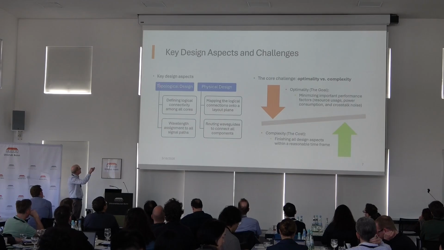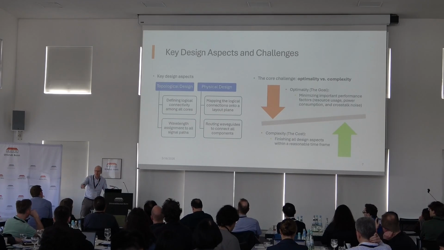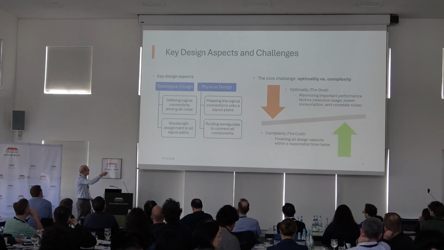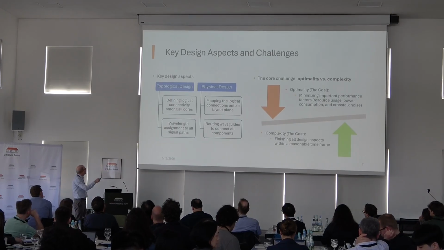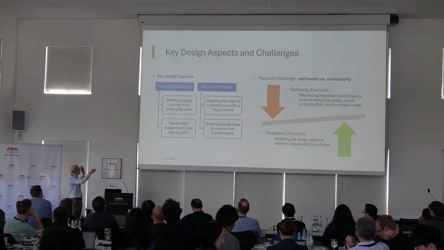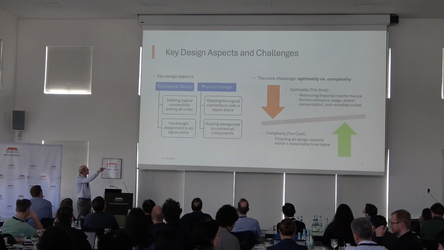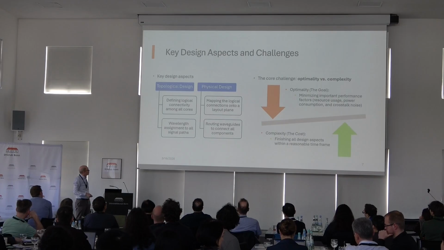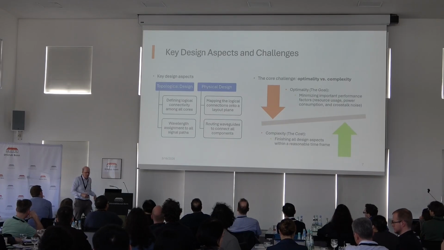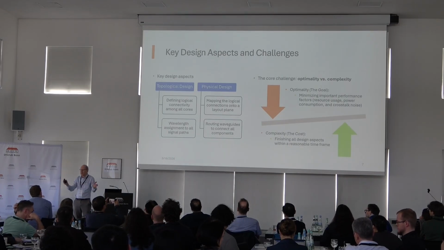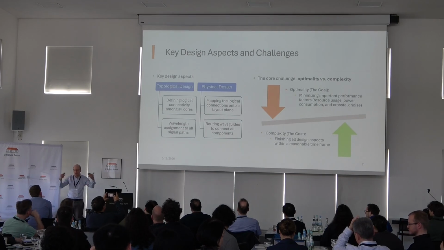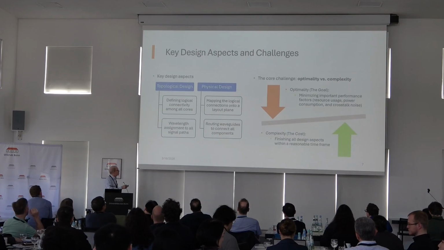So when I look at the design, I have the topological design where I decide the netlist for my router, and then I have the physical design where I actually place and route it. In the topological design, I define the logical connectivity among all the cores. I do the assignment of wavelengths to the signal paths. And in physical design, I map the logical connections onto the layout plane and I do the routing. Traditionally, this is done separately. Separation of concerns, because it allows me to deal with the complexity. But that has some drawbacks, as I'll try to explain.